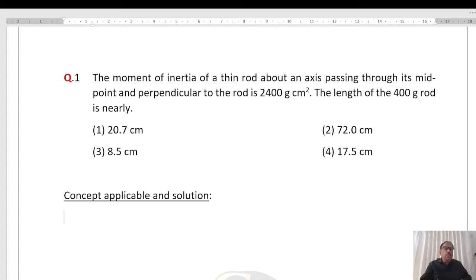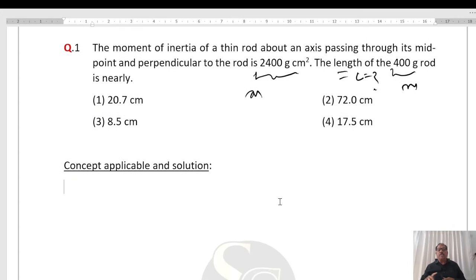Question is, the moment of inertia of a thin rod about an axis passing through its midpoint and perpendicular to the rod is 2400 gram centimeter square. And length we have to find out, and mass is given this much. Formula is direct, but before applying the formula, I will discuss basic concepts, right? Application of parallel axis theorem and perpendicular axis theorem.